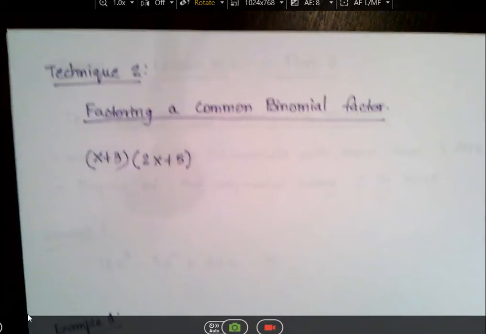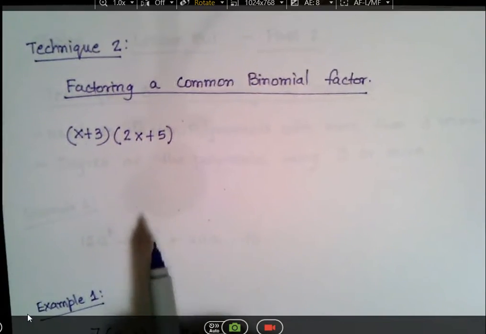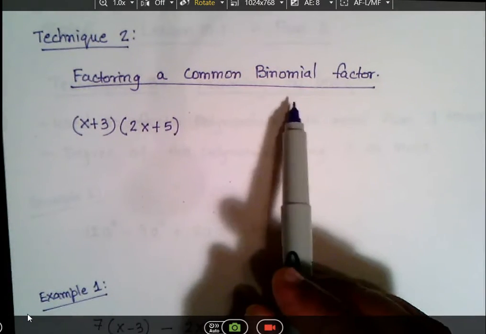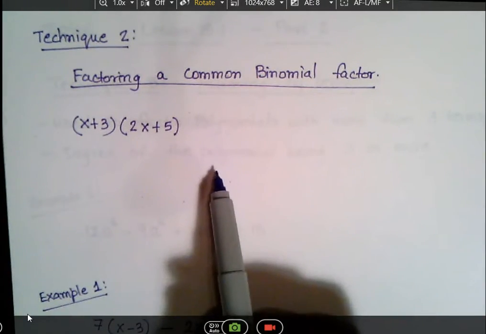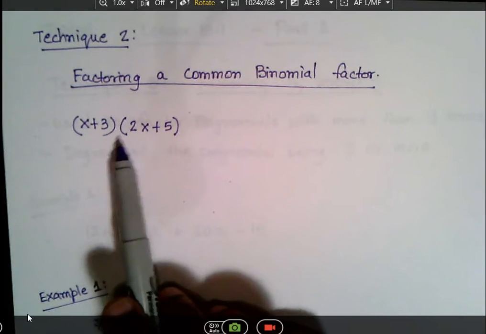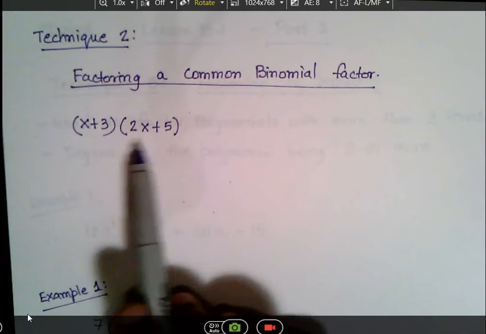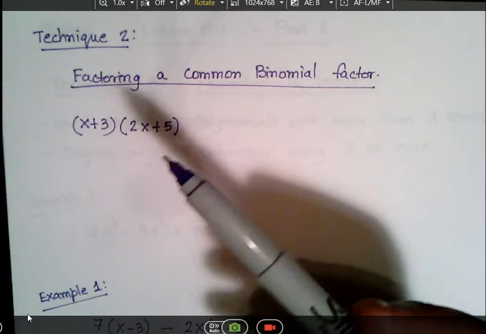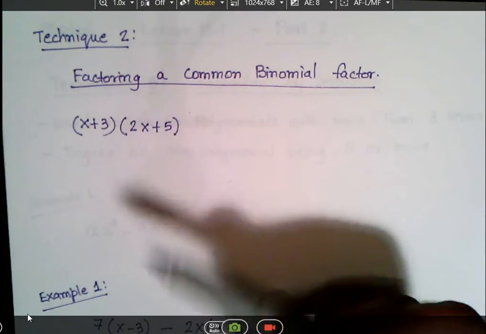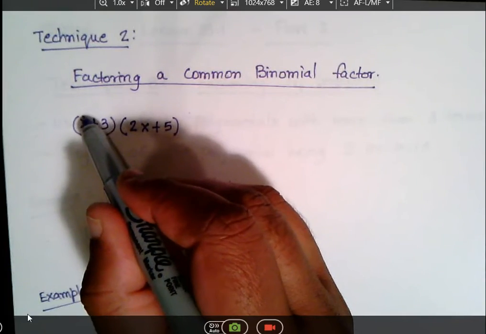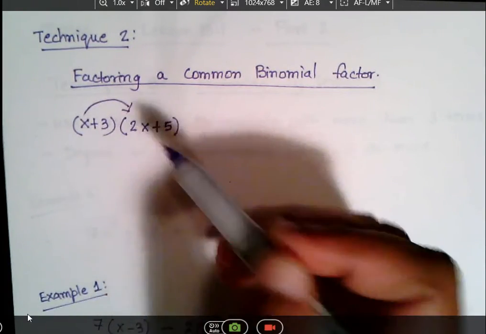Okay. So now technique number 2. Technique number 2 is factoring out a common binomial factor. Okay, so I have binomial factors here. When we did multiplying a binomial by a binomial, we used a method which distributed the terms, right? So we used the distributive property. We distributed the x to the 2x plus 5.